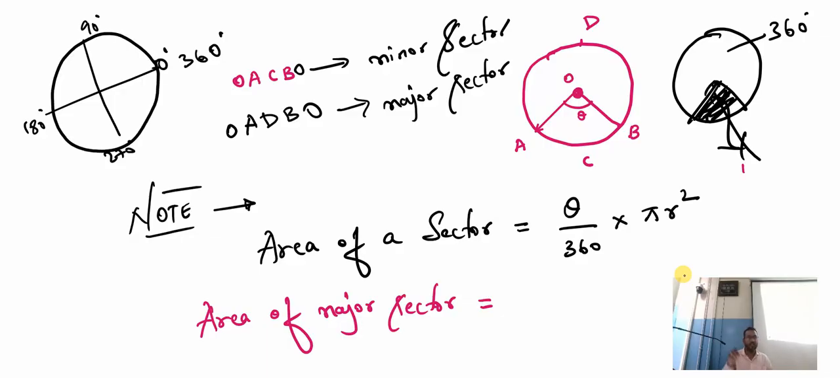The complete circle is made up of 360 degrees. In this 360 degrees, you remove this area, whatever value you get. So the remaining is this area.